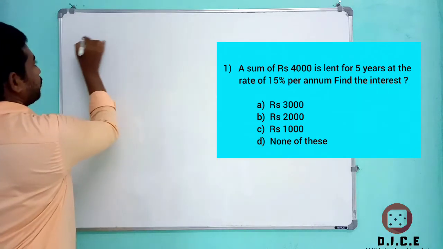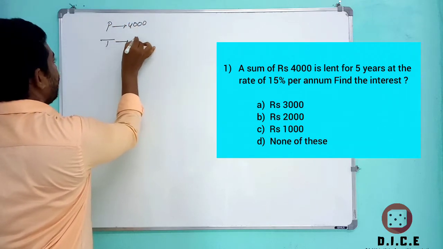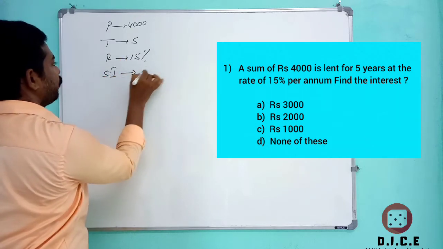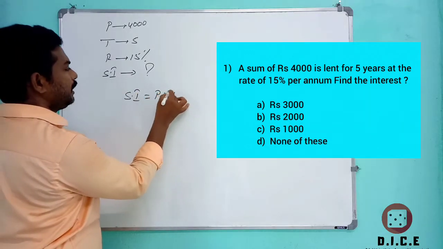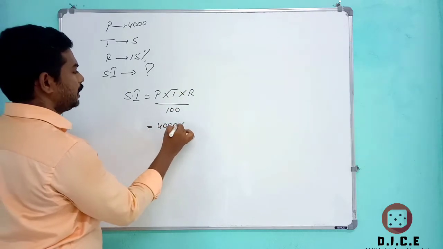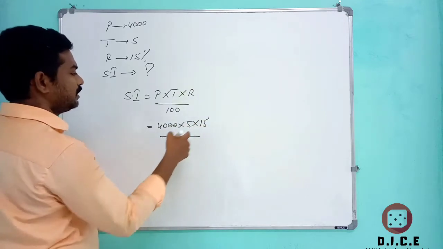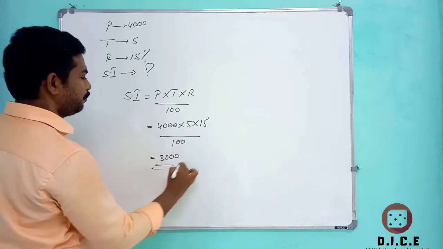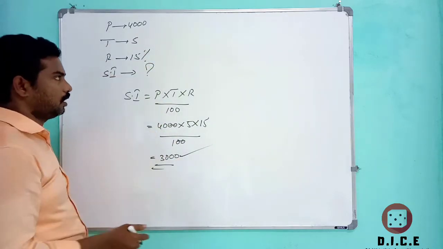The given terminology is the principal value as 4,000 rupees, time is 5 years, and rate is 15%. It is asking to find the simple interest. The formula is SI is equal to P into T into R by 100. By substituting all those values, 4,000 into 5 into 15 by 100. The 00s cancel. 5 15s are 75, 75 into 4 is directly 3,000. Therefore, the simple interest is 3,000. This is the process of solving using the formula.